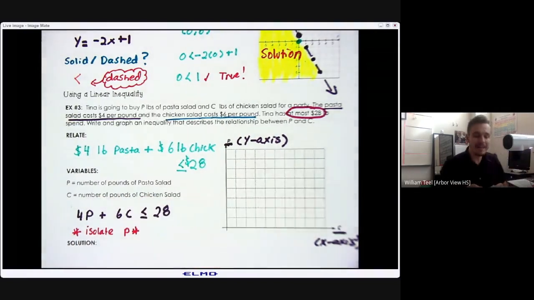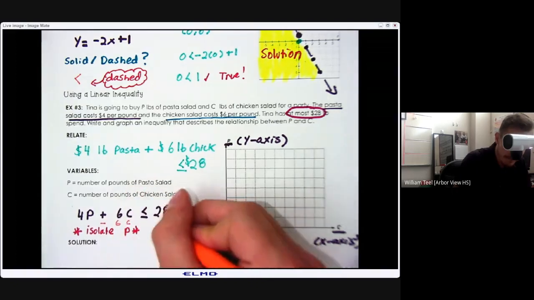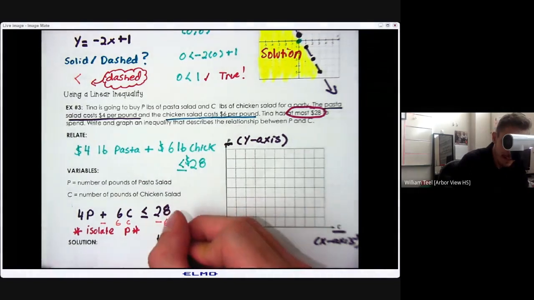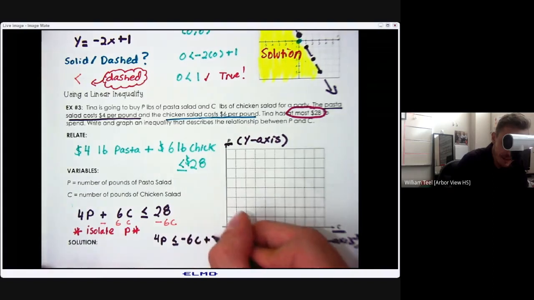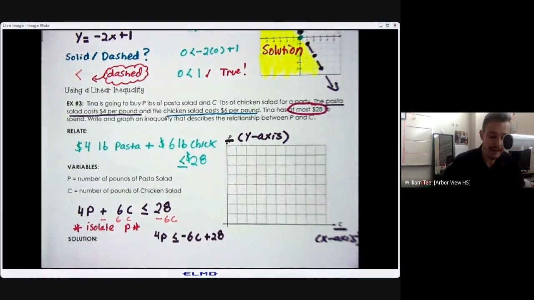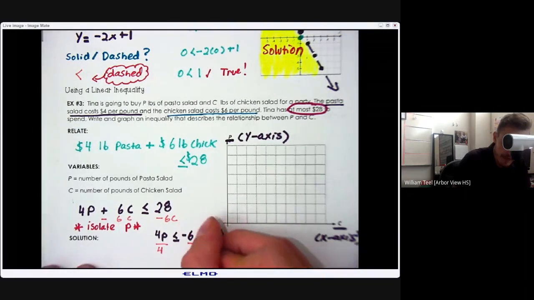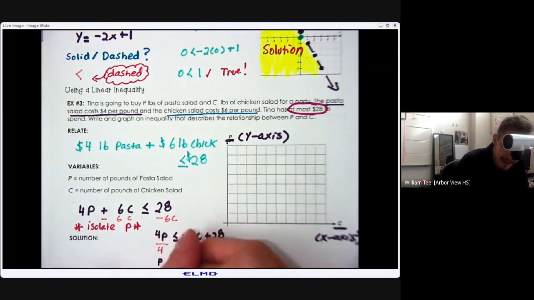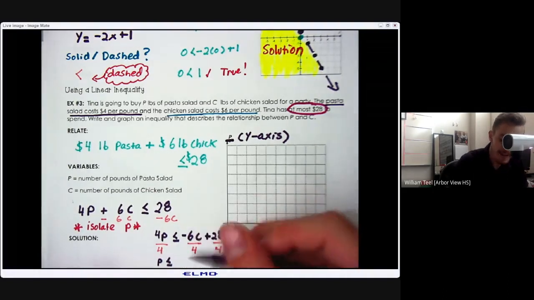Okay, so we're going to have to get p by itself. So the first thing I want you to do is we are going to subtract 6c from both sides. Now, if I subtract 6c from both sides, my new inequality is going to be 4p is less than or equal to negative 6c plus 28. Then I want to get p by itself, so I'm going to have to divide both sides by 4. And whatever I do to one thing, I must do to all things in my equation. So now my inequality is going to be p is less than or equal to negative 6 over 4. That is going to be simplified to negative 3/2.